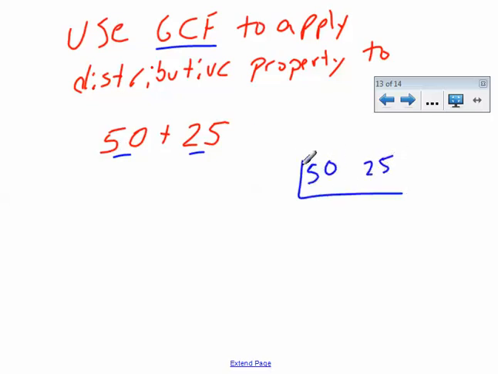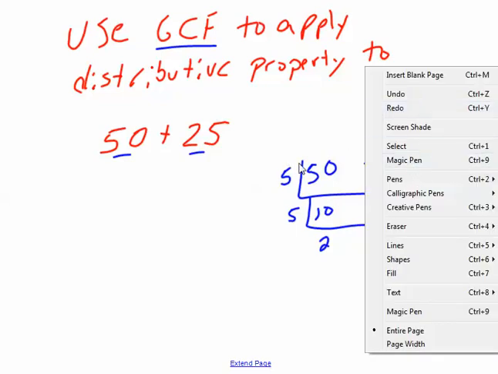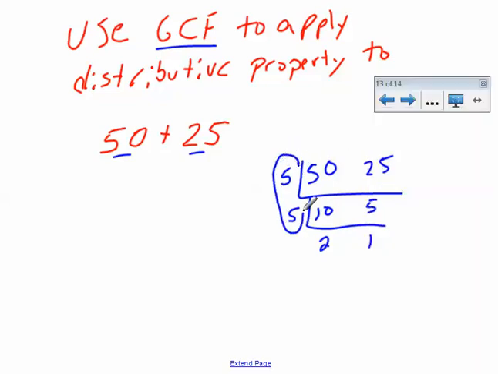Ladder or birthday cake, I'm going to do 5. That's going to be 10, and this is going to be 5, but I can still go a little further, can't I? So I'm going to go again. This is 2, and this is 1. I can't go any further. So GCF says multiply these two. 5 times 5 is 25. So the GCF is 25.